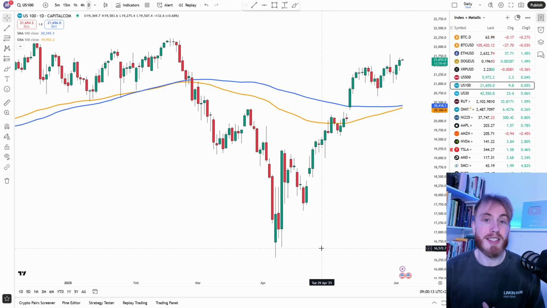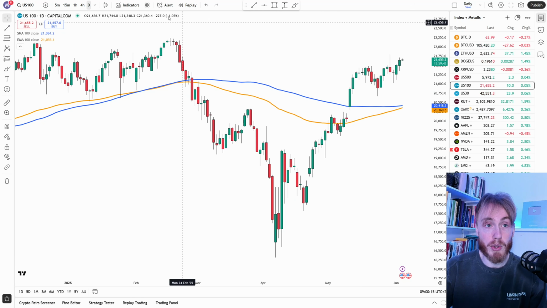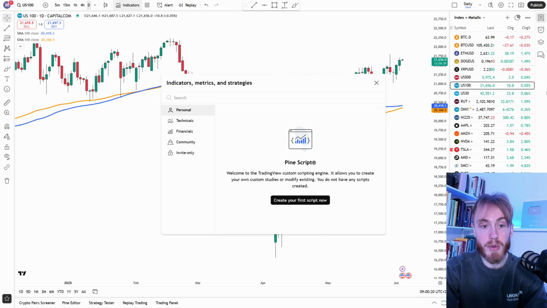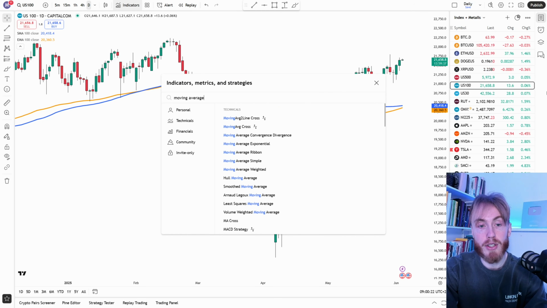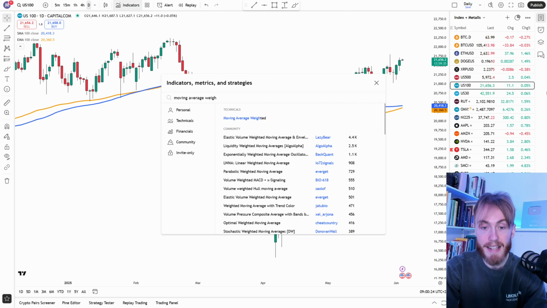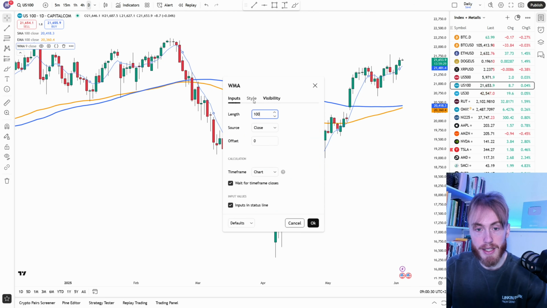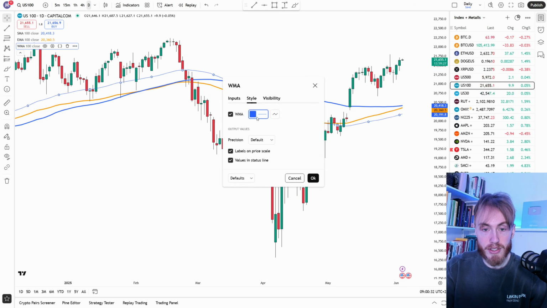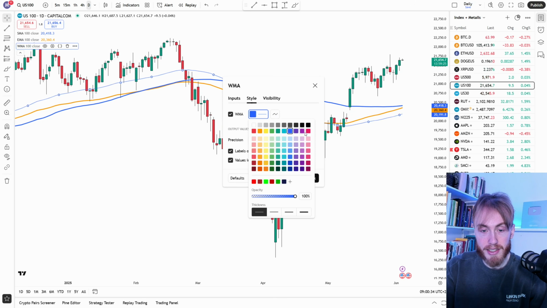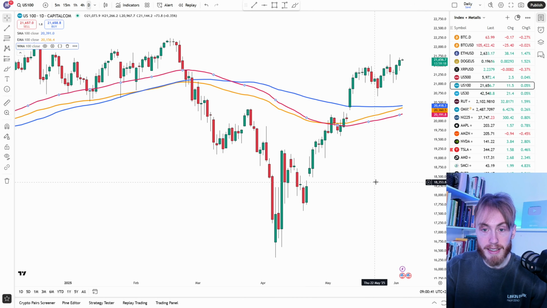Now, let's just quickly jump back to TradingView here. I do want to show you guys quickly how to find the weighted moving average. Once again, we go to the indicators tab, we search for moving average, and then we search for weighted. So we open this one up, we go to the settings, change to 100. Let me also change the style here so you can see it more clearly. Let's use maybe pink here so you can see it like this.